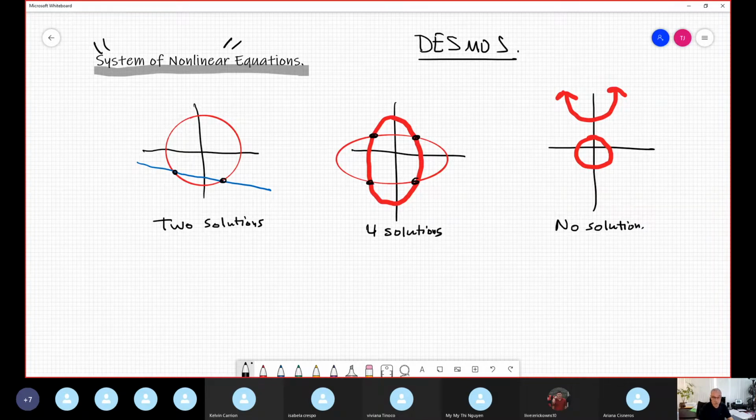2 solutions, 4 solutions, and no solution. We are talking about 2 dimensions. In 3 dimensions it is more complicated, but no, 3 dimensions no. 2 dimensions is this situation. Okay. Let's move on directly to the first example.